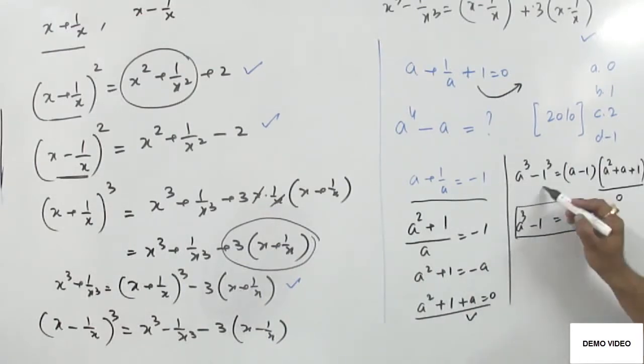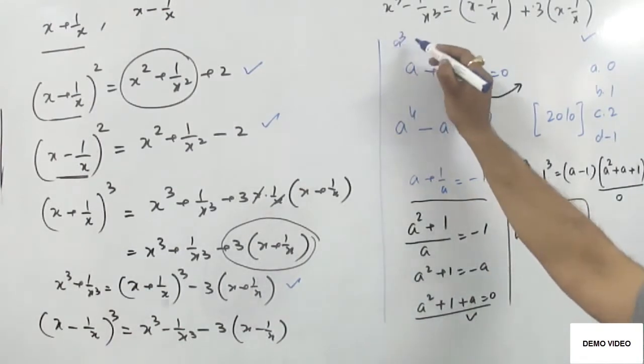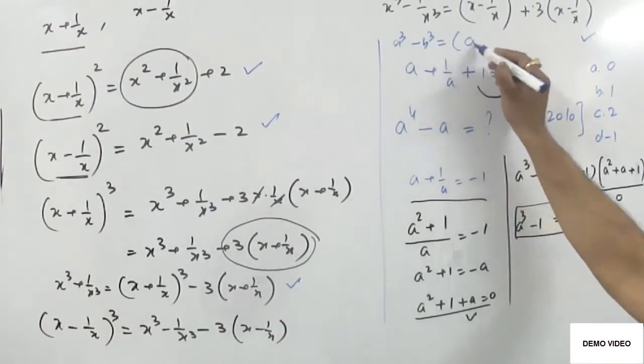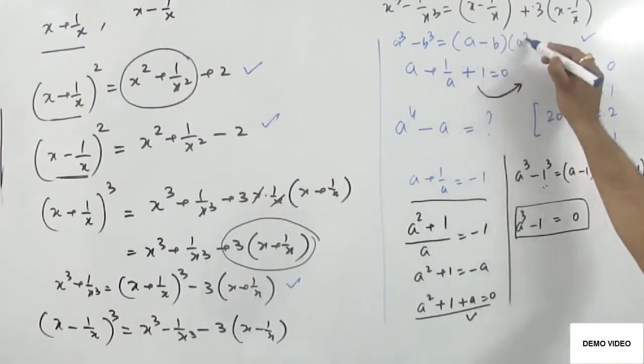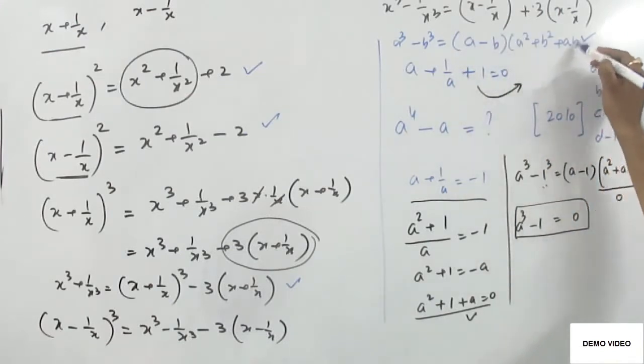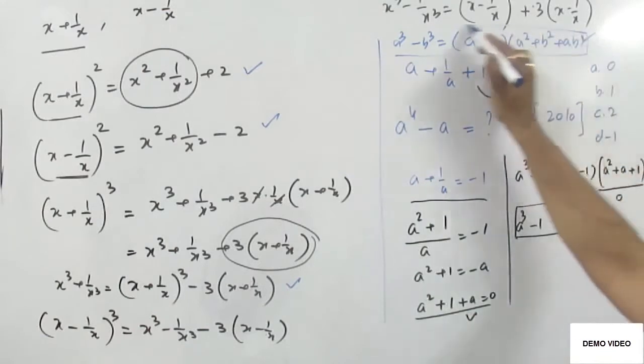Now, the value of a cube minus 1 is 0. We have to calculate a to the power 4 minus a. Take a common, it is a times a cube minus 1. Now, a cube minus 1 is 0, so the answer would be 0. The answer to this question is option a. Note this.